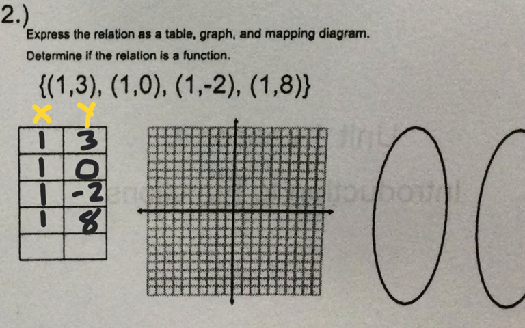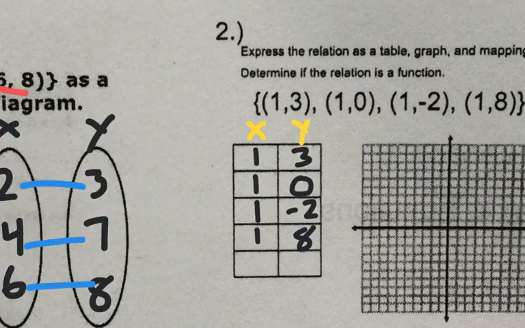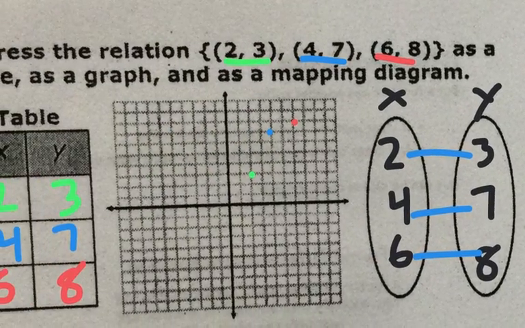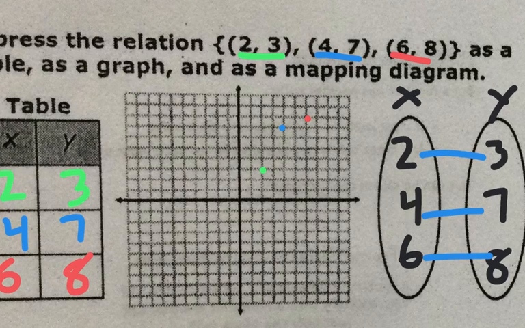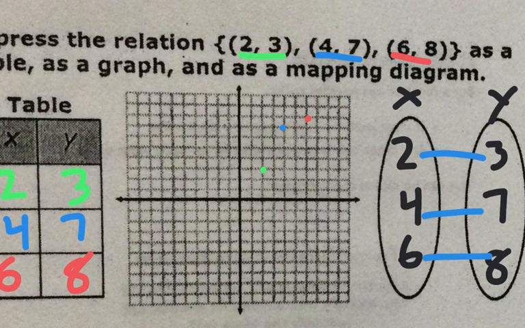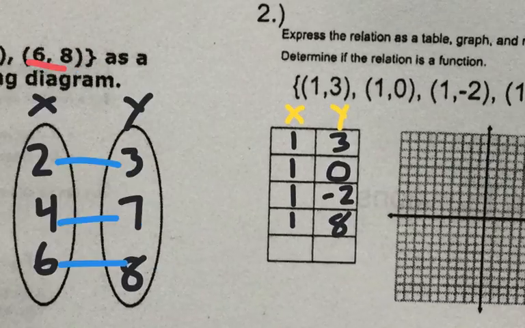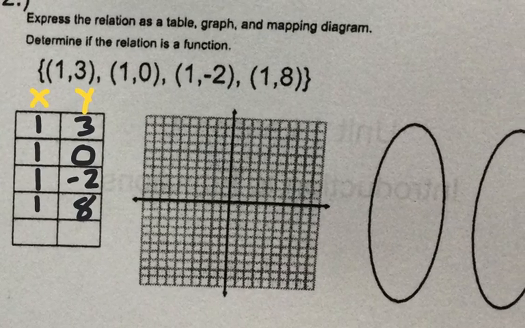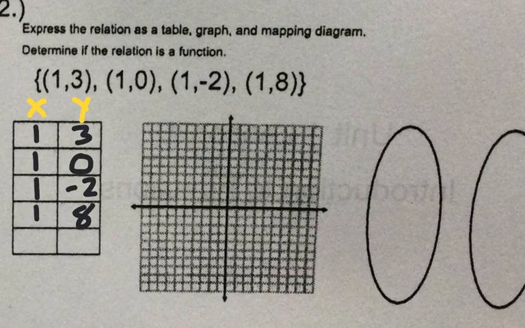Oh, one thing I forgot on the last one. So we made this relation. Is our relation a function? Does every input have exactly one output? 2 has only one output. 4, one output. 6, one output. So it would be a function. Because you see on number 2, I don't know if you can read it, it tells you to determine if that is a function or not.